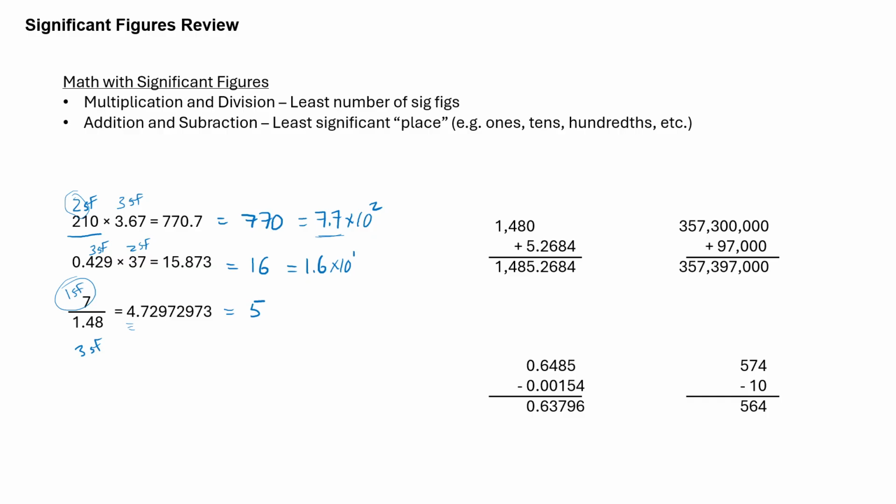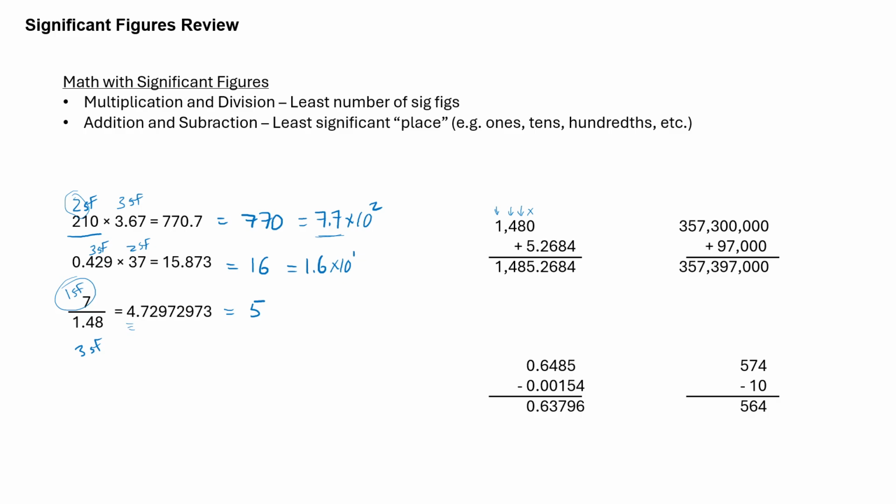Now, if we're adding and subtracting, it's not the number of sig figs that matter. It's the least significant place that matters. So if this top number, 1480, was clearly measured, we know that the 1 is significant, the 4 is significant, and the 8 is significant. What that also means is that the thousands, the hundreds, and the tens are significant, but the zero, the ones place, is not significant. For this number, 1,480, this is good up to the tens place.